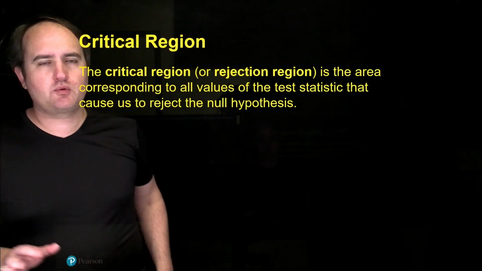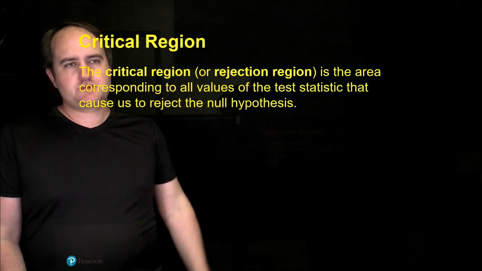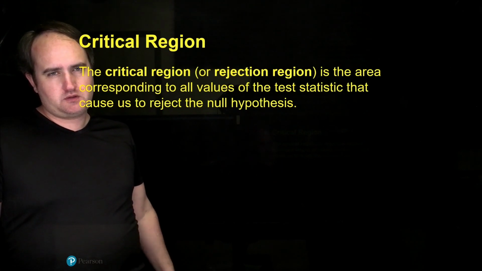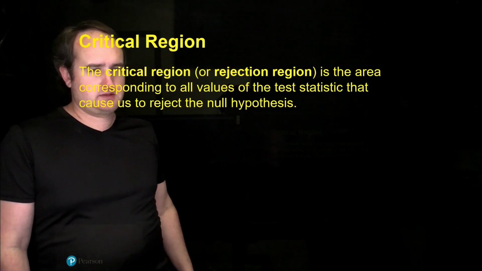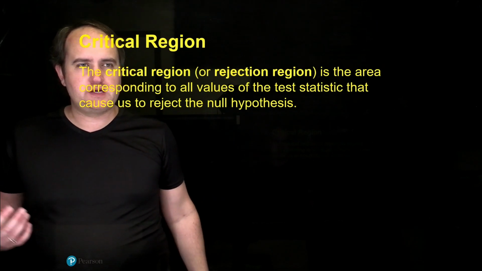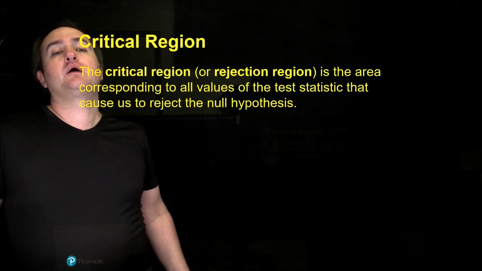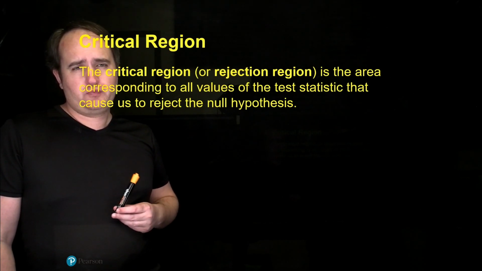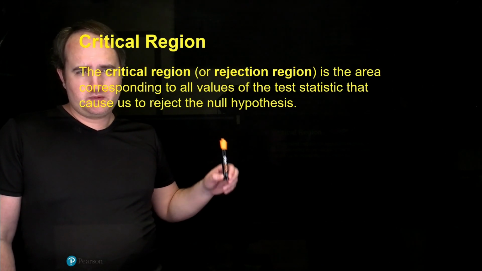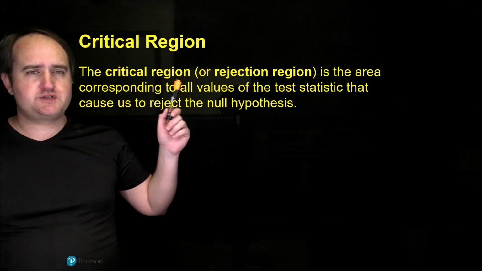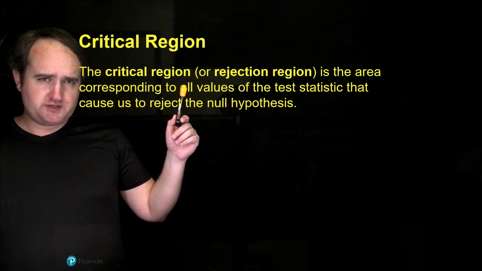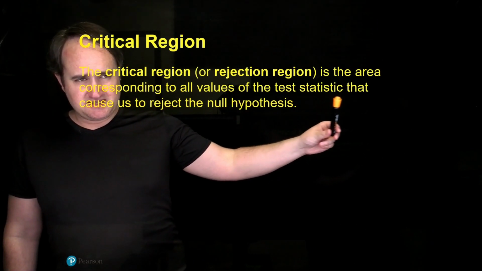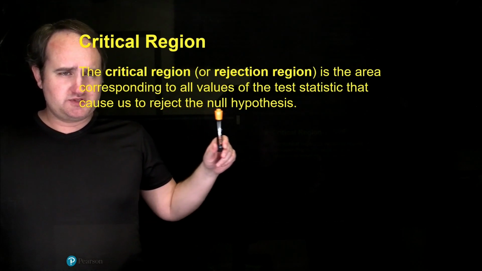All right, so the next thing we're going to talk about is critical regions or rejection regions. Now, if you've taken another professor before, or if you've taken statistics in high school, or you've watched other videos, you may have learned about the critical region. In other words, a critical value marks the boundary of a critical region. And what a critical region does is it's the area corresponding to all values of the test statistic that cause us to reject the null hypothesis.